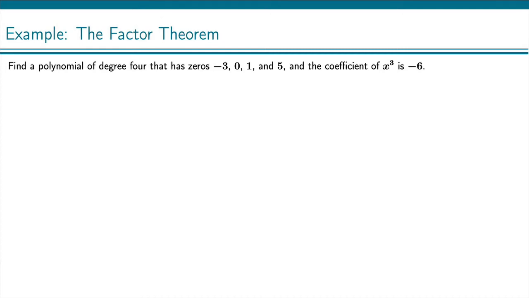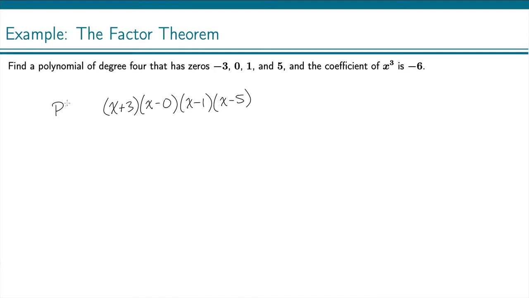Find a polynomial of degree 4 that has zeros -3, 0, 1, and 5, and the coefficient of x cubed is -6. So we can use the factor theorem here, which tells us if I know zeros, then I know factors of the polynomial. If I know that -3 is a zero, that tells me that x plus 3 is a factor. If I know that 0 is a zero, that tells me that x minus 0, just x, is a factor. I know that 1 is a zero, that tells me x minus 1 is a factor. And if 5 is a zero, that tells me x minus 5 is a factor.